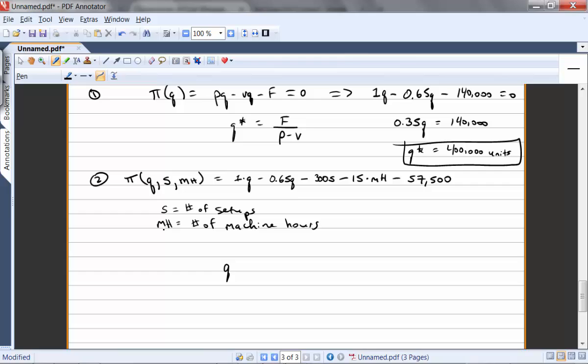We can find Q star. So 1Q minus 0.65Q is just 0.35Q. Minus 300S, but we know what S is: the number of setups is 150. Minus 15 times machine hours, but we know the machine hours are 2,500 every year. Minus the fixed cost, 57,500, equals 0. And that means that 0.35Q equals, putting everything on the other side, 57,500 plus 300 times 150 plus 15 times 2,500, which is 140,000.